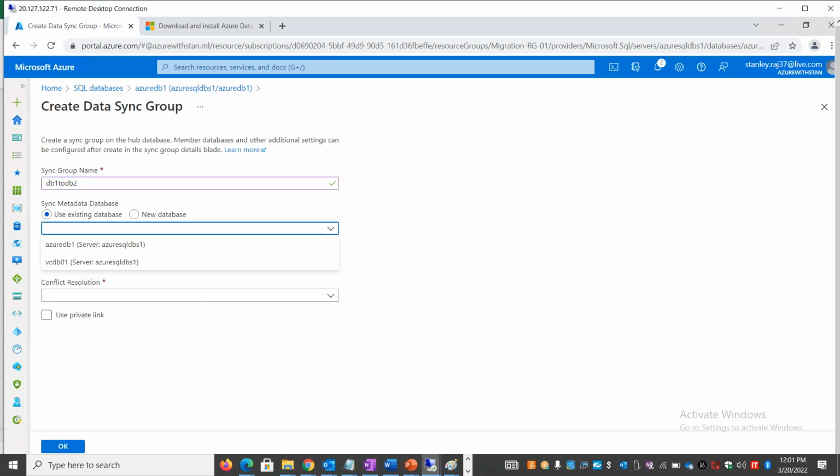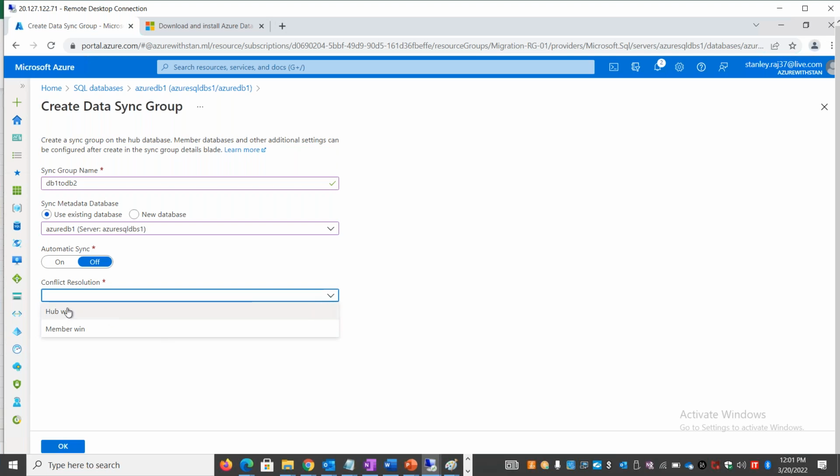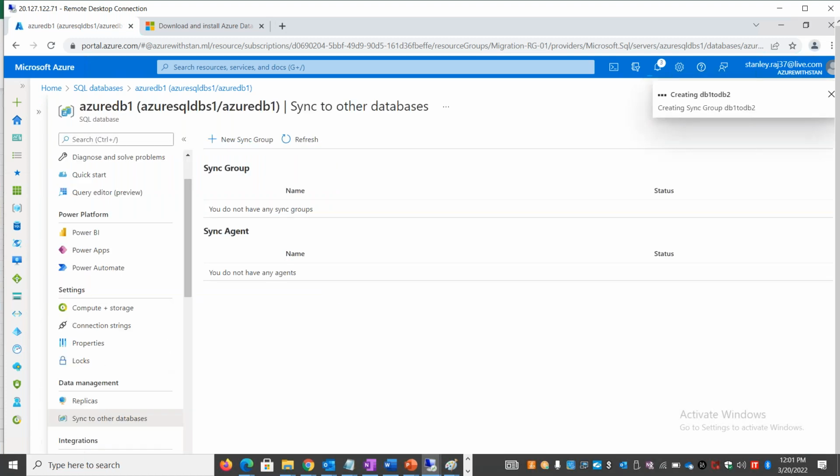Using existing database, I'll just go and select Azure SQL DB1, and I will just start replicating it to the other database. Use existing database, sync metadata. So if you have databases in primary location and remote locations, you can select which one is the primary source of information for data. If people are updating the data in the member locations or remote locations, then you can select the member as well. If the changes are happening mainly in the main site, you can select the hub site as the winner. Mainly they will use the hub site as the primary concept.